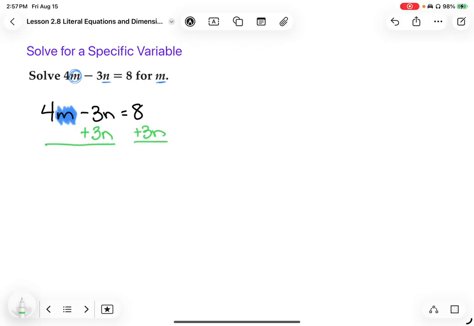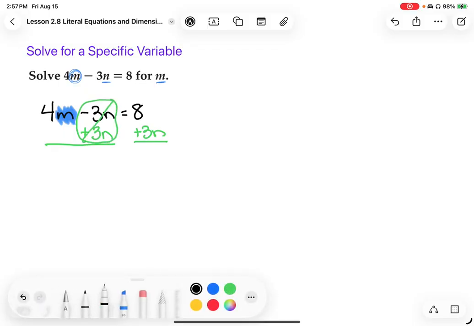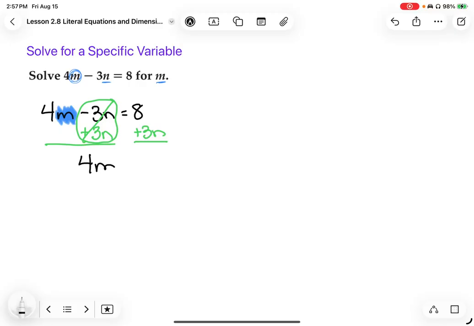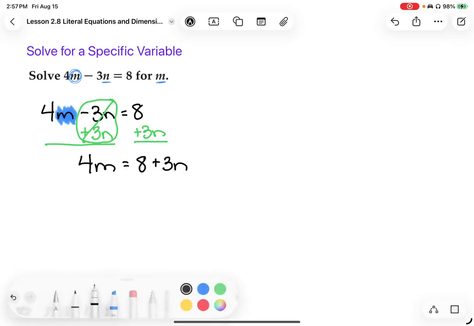This is the addition property of equality. The minus 3n and plus 3n are going to cancel out, leaving us on the left side with 4m. And on the other side, we cannot combine the 8 and the 3n because they are not like terms. So we have to leave these separate, 8 plus 3n. Now we still don't have the m by itself, but we're closer. All we need to do now is to divide by 4.